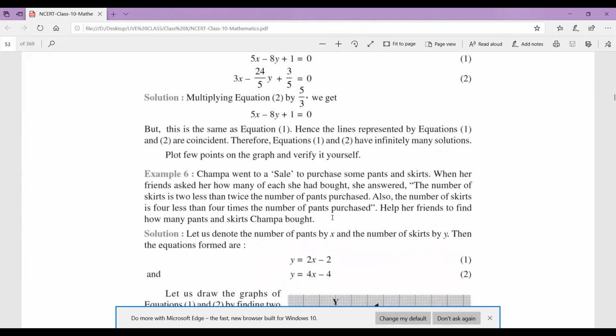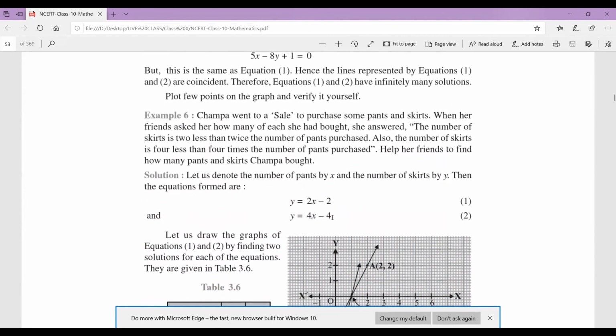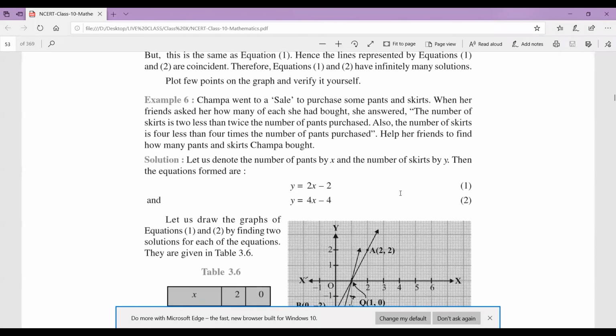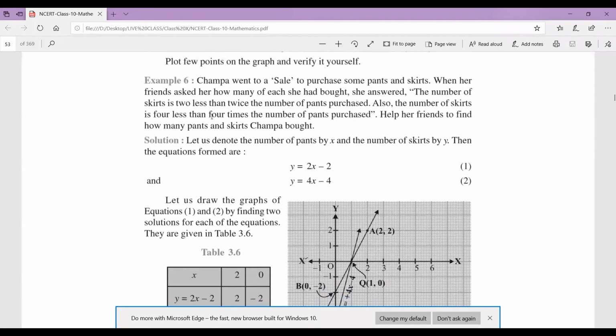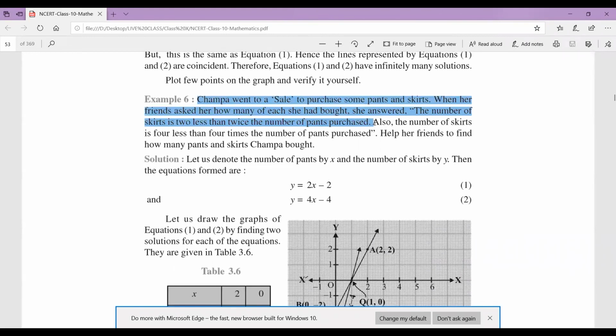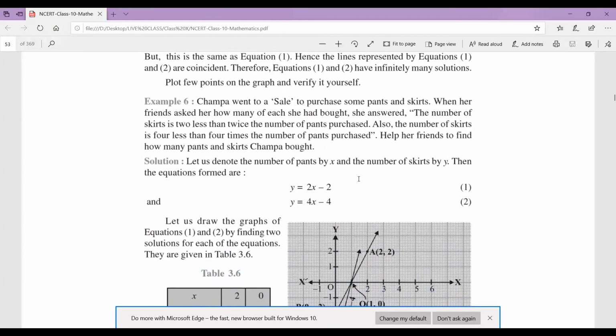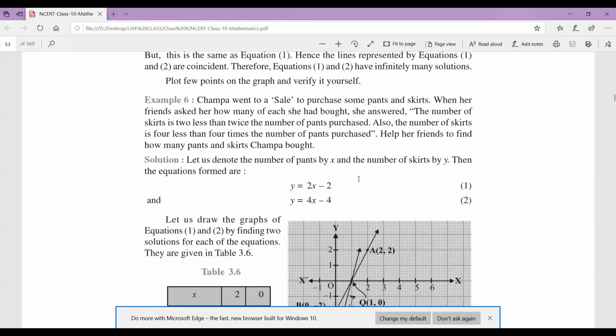Okay, so these are the types of questions here. Please try example number 6. Try to build up the equations. What will be the equation here? Please try to do it yourself.